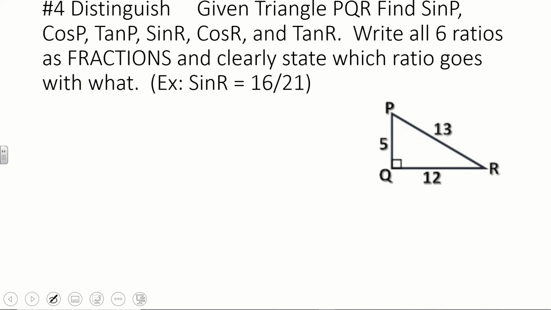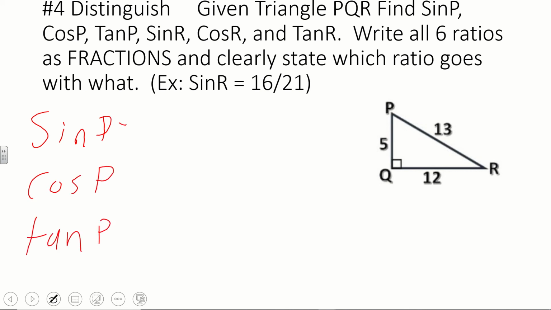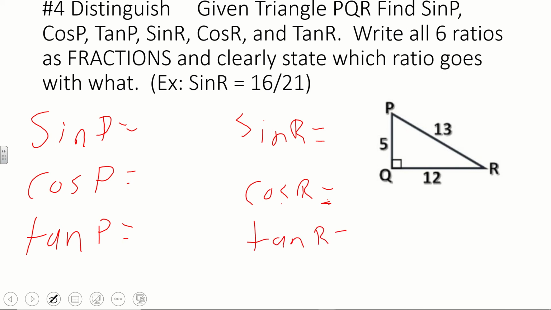So given the triangle PQR, which is the one shown on the screen, find the sine of P, cosine of P, and the tangent of P. As well as the sine of R, cosine of R, and tangent of R. Write all six ratios as fractions and clearly state which ratio goes with what. So all your answers should have been in fractional form.